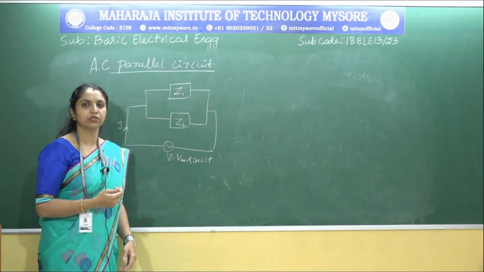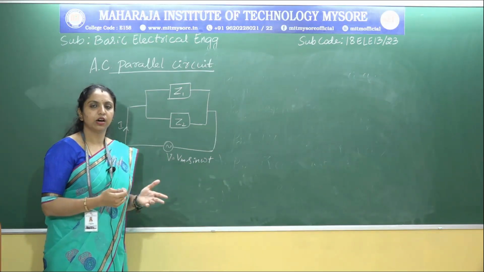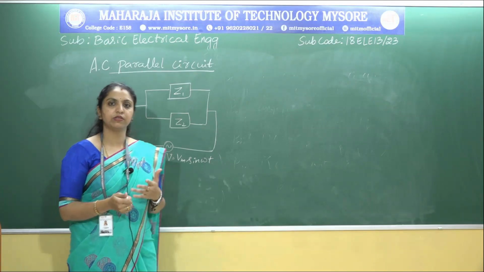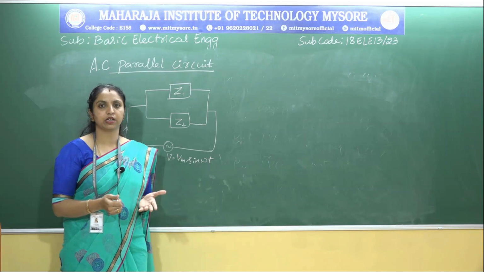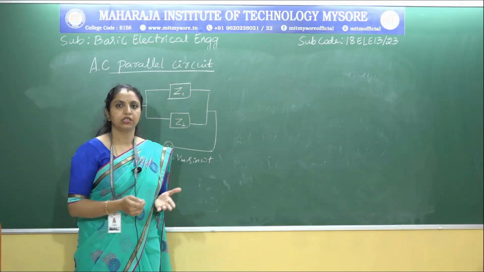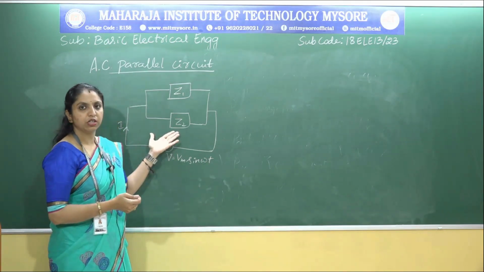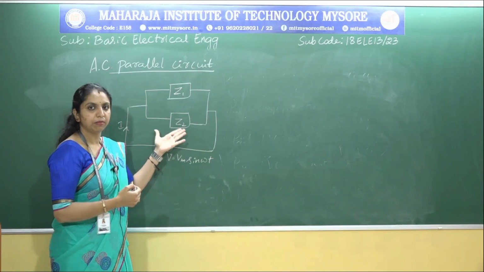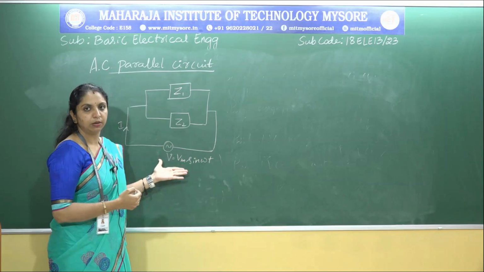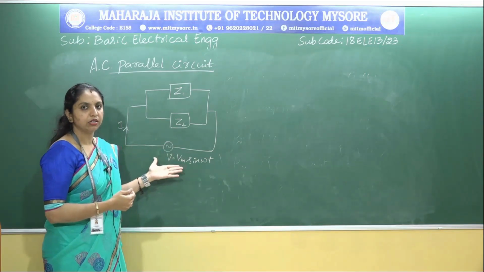This impedance may consist of the combination of RL, combination of RC, combination of RLC, and sometimes it can have only resistance, only inductance, or only capacitance. We have already discussed impedance, and when these impedances are connected in parallel across the applied voltage, we call it an AC parallel circuit.